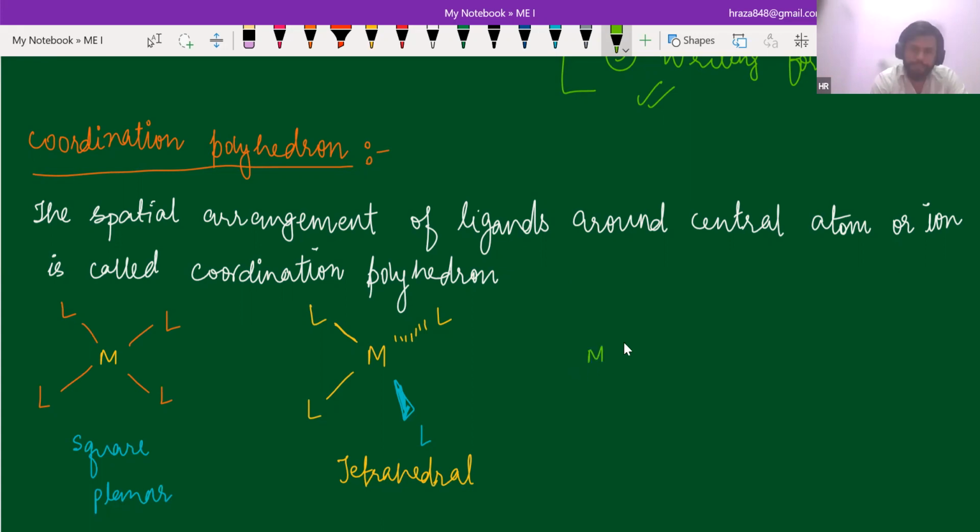And if you have 5 coordination number, it will be trigonal bipyramidal. This is ligand. This is ligand. It will be trigonal bipyramidal.